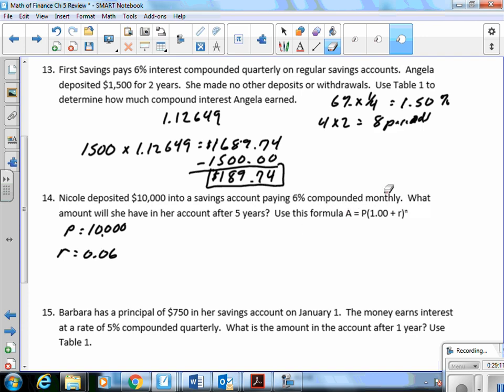And monthly would be 12 periods a year. So that's going to be times 1/12, or 0.06 divided by 12. That's going to give us 0.005 for the R value. And then the N represents the total number of periods, which if we're compounding monthly, that's 12 periods a year. And we're keeping the money in there for 5 years. So 12 times 5, or 60 periods.